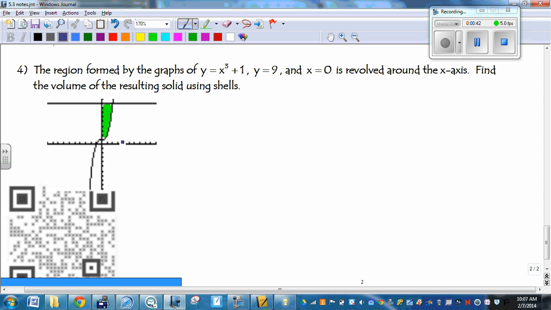We're asked to rotate that around its axis using shells. So since we're using shells, and this one we could use a washer, but we're told to do it using shells, our rectangle has to be parallel to the axis of revolution. So this time we're going to have a dy cut.